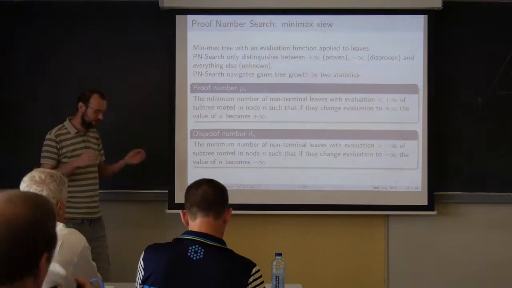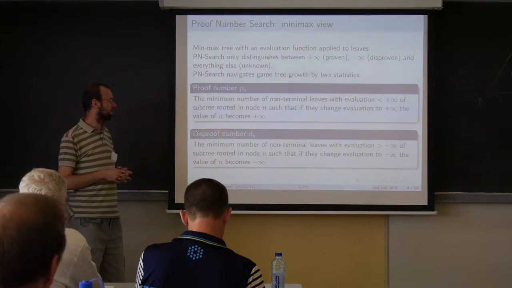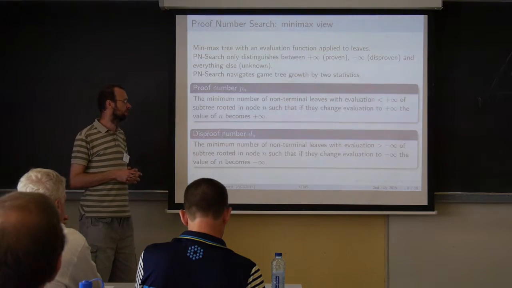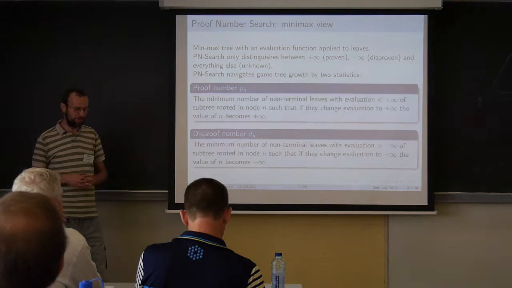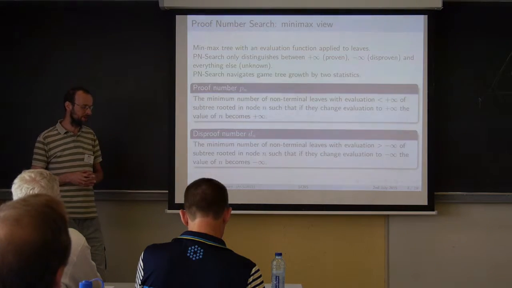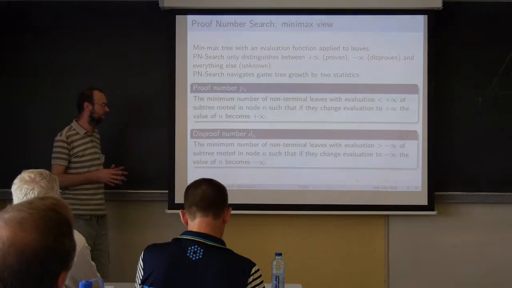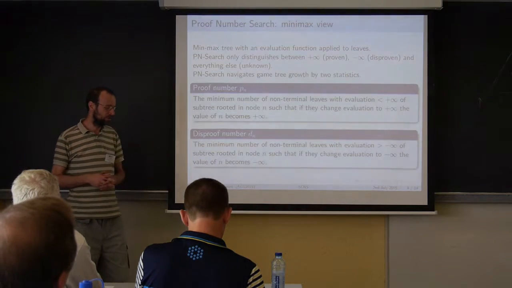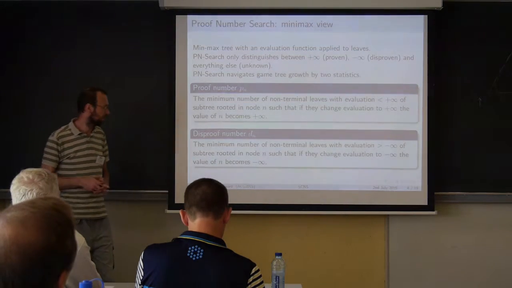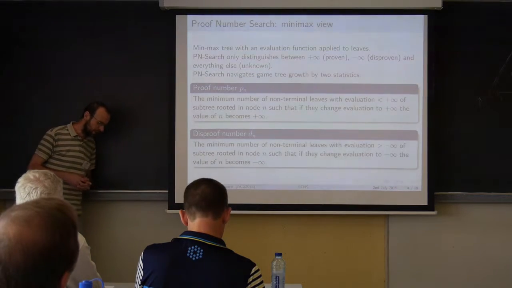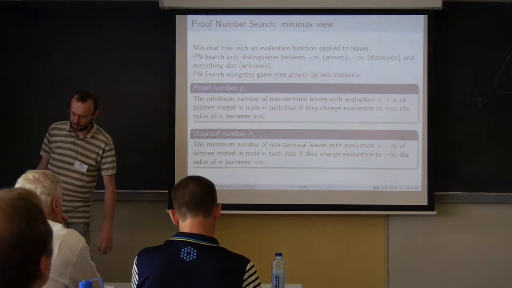One statistic is the proof number: how many non-terminal leaves, with value smaller than infinity, so not proven yet, have to be proven in order to prove the root. And the disproof number is a similar statistic, but opposite.